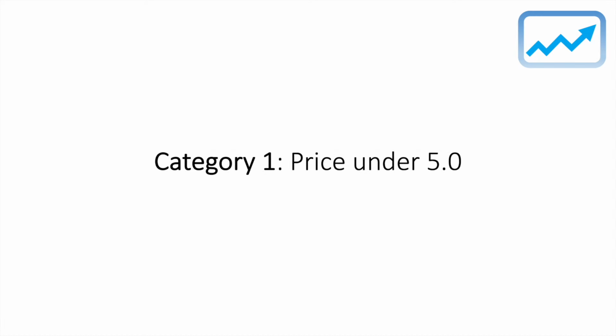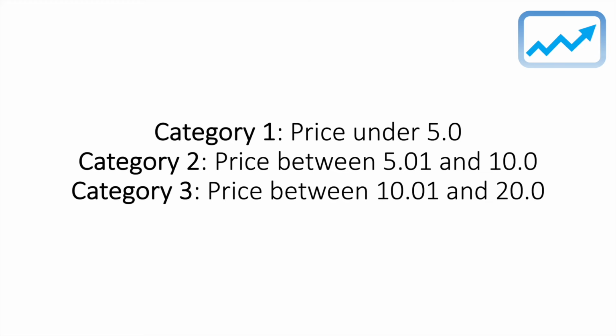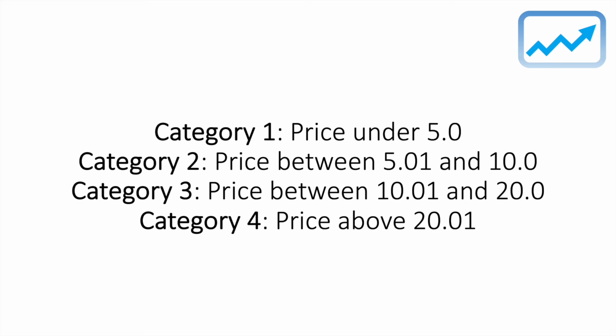So for category 1, these are players priced under 5.0. Category 2, a player is priced between 5.01 and 10.0. Category 3, a player is priced between 10.01 and 20.0. And then category 4, which are our very high risk players, these are players priced above 20.01.